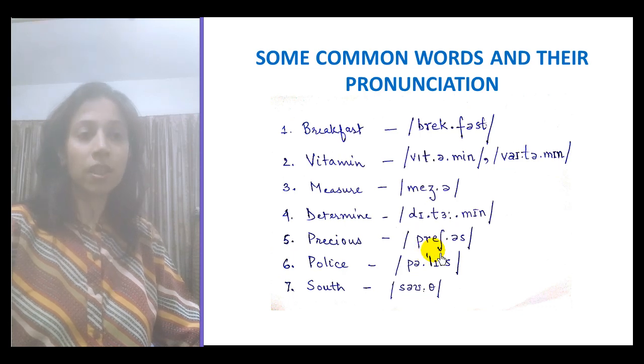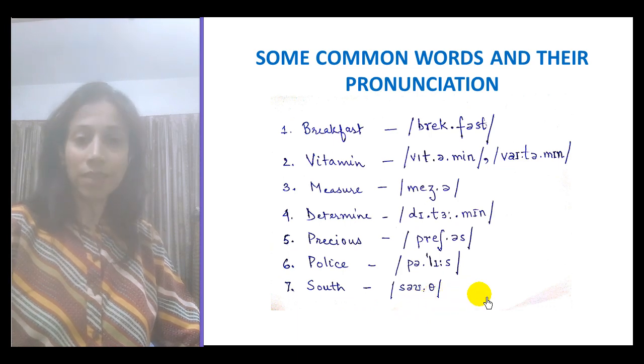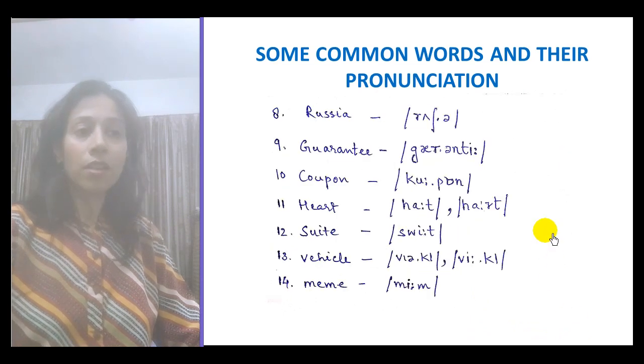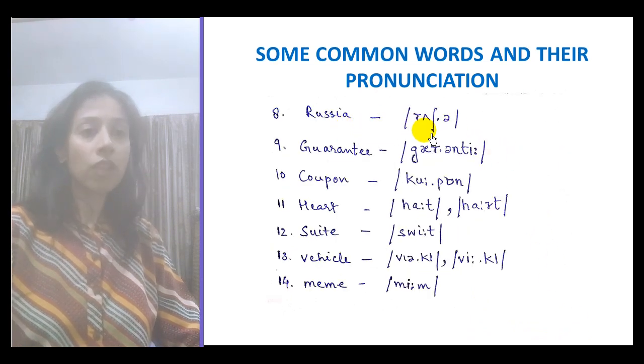It is not precious. It is precious. And if you can read this transcription, you will know that this is precious. Then it is not police. It is police. Police. Okay? South. It's not south as we say. It is south. Okay, next. Then it is not Russia. It is Russia. Right? Then it is guarantee.